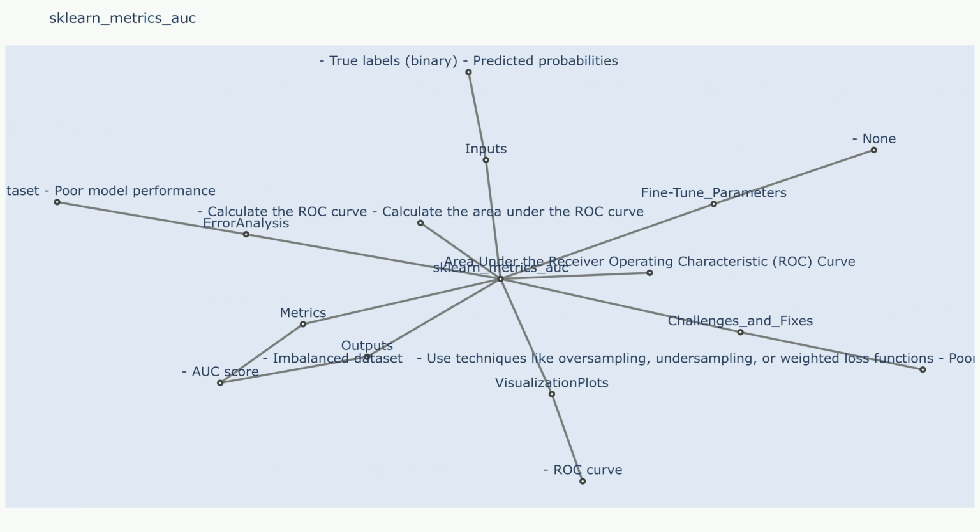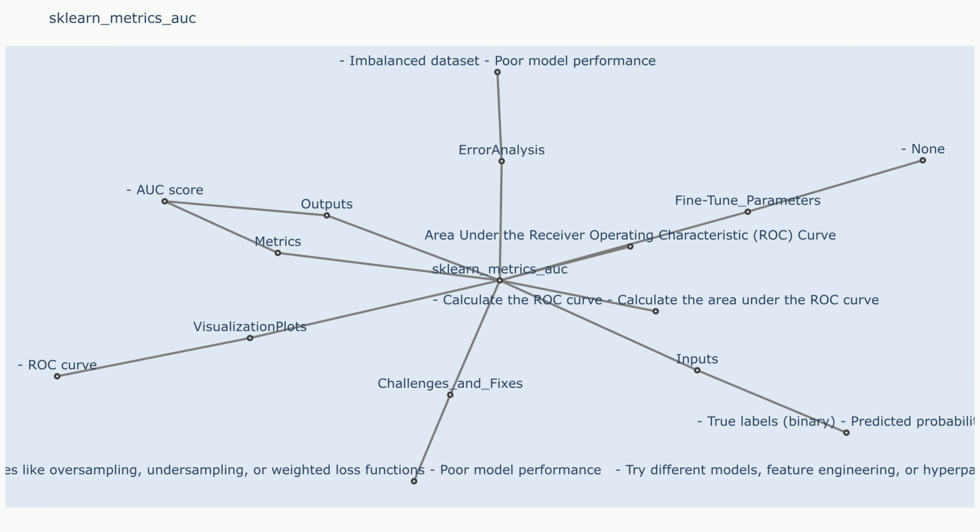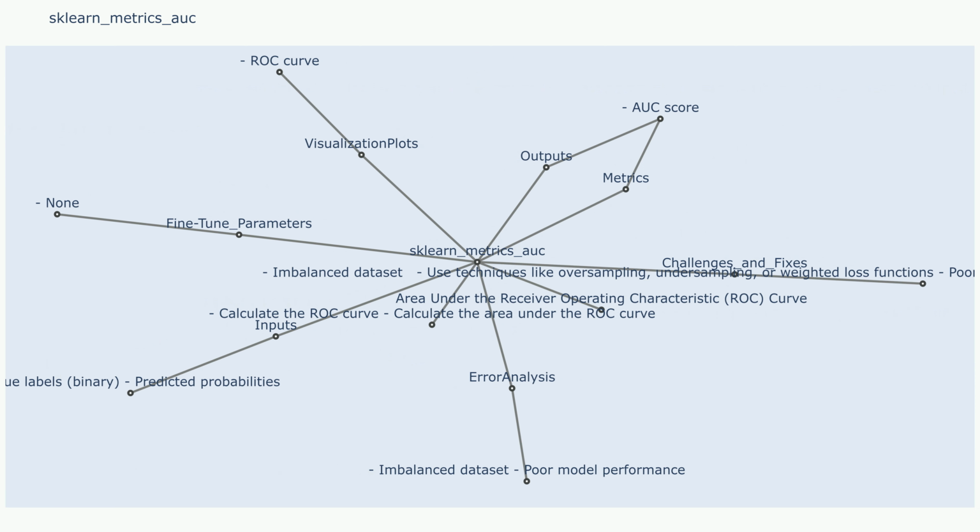Inputs. Input 1: explain in detail y_true, the true labels of the data points. This is a one-dimensional array of binary values, 0 or 1, indicating whether each data point belongs to the positive class 1 or negative class 0.